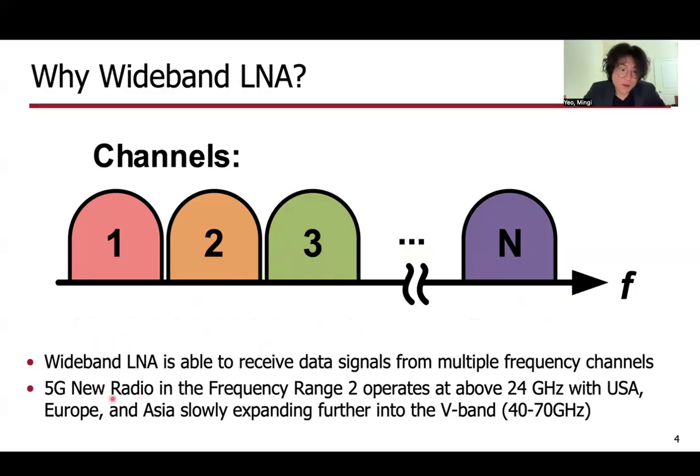Furthermore, the 5G new radio in the second frequency range operates at above 24 gigahertz. And in the last 5 years, USA, Europe, and Asia are slowly expanding the upper end of the bandwidth further and further into the V band. And we would like to create an LNA that can target the second frequency range of 5G, so from 24 gigahertz out to 70 gigahertz.